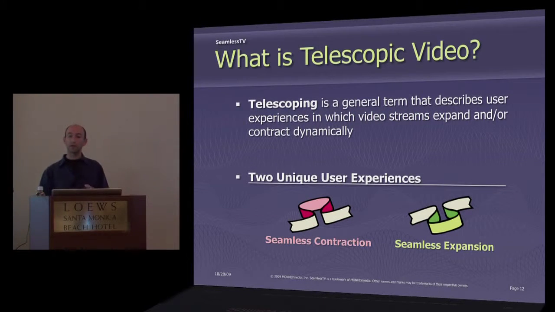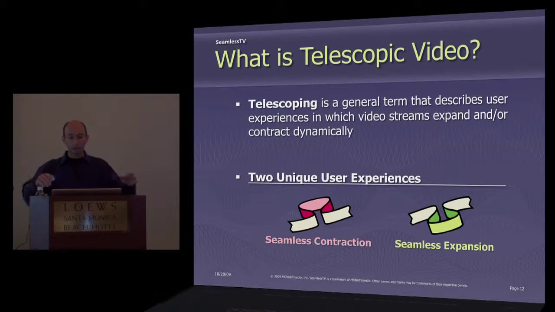What is telescopic video? Well, telescoping is this general term that describes user experiences where video can either expand or contract. It's really that simple, and we look at it from a user experience standpoint, being designers, not from the technology standpoint of how it's accomplished. For us and for our patents, which is an interesting thing to look at, they cover the way in which it works for people. So seamless contraction is getting rid of material, seamless expansion, adding material.